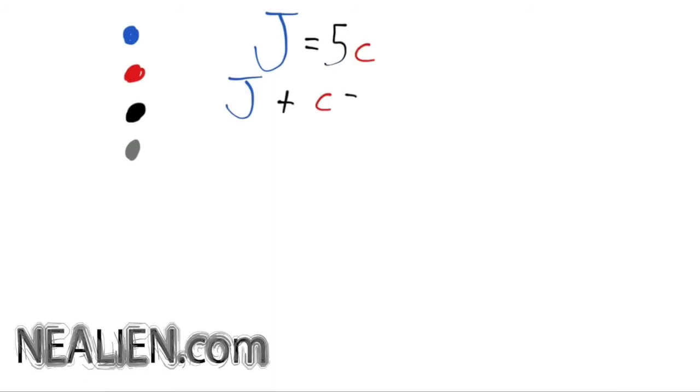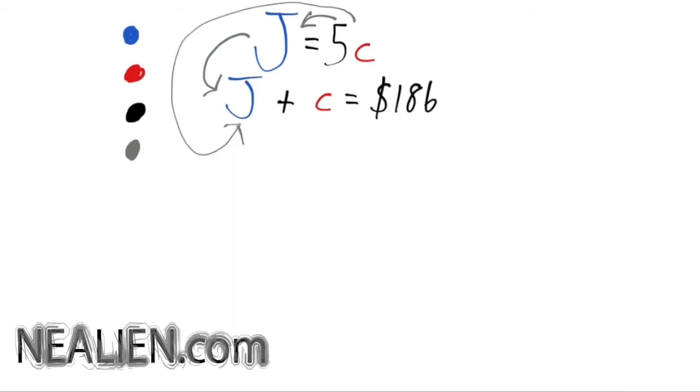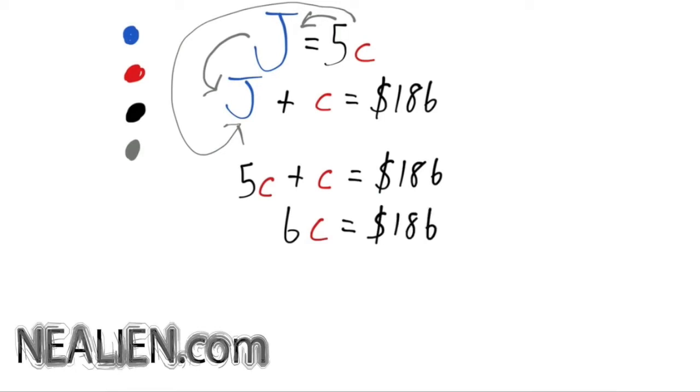We also know that together they have $186. Capital J is the same as the capital J in the other equation. We know that 5C is equal to capital J, so therefore we can replace the capital J in the lower equation with 5C. So 5C plus C equals 186. Combine like terms. 5C plus C, it's like 5C plus 1C. 5 plus 1 is 6. 6C equals 186. We divide both sides by 6 to solve for C.